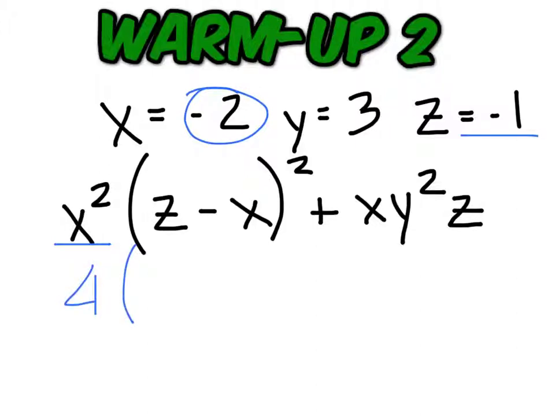Z is a negative 1. So negative 1 minus a negative 2 comes out to be 1. And if you square it, it's still 1. So we have a 4. Do you figure out what happened?